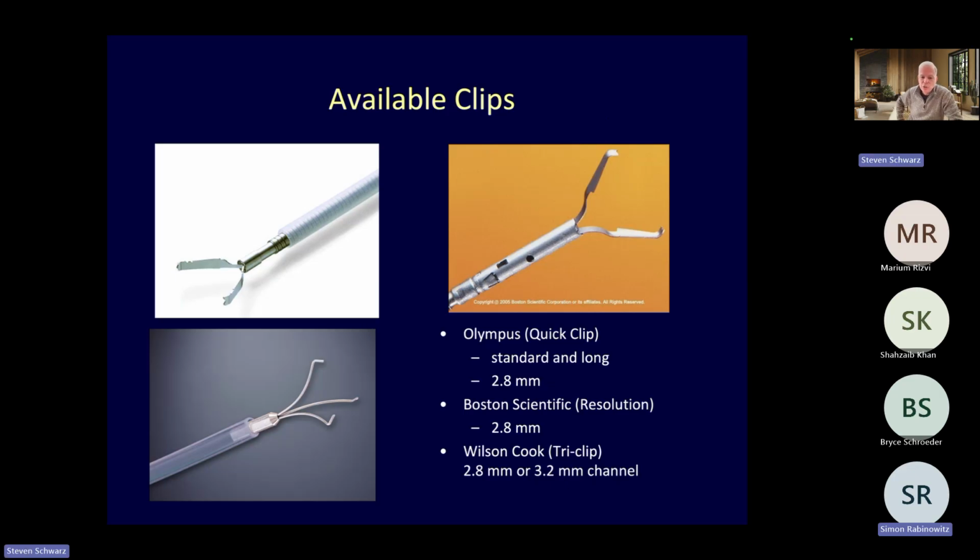Yeah, we generally do not use the tri-clip, which is the Wilson Cook. It's most commonly the Olympus, which is the quick clip. Some of them can be maneuvered, some of them can't, because you have to get them at the right orientation. So you want to be able to use the kind that you can orient 360 degrees.